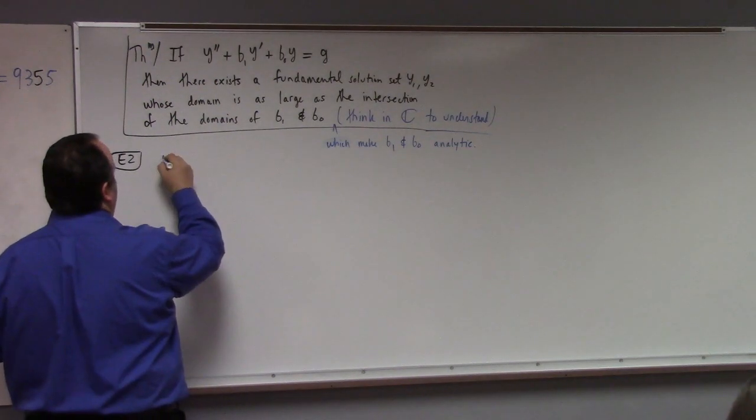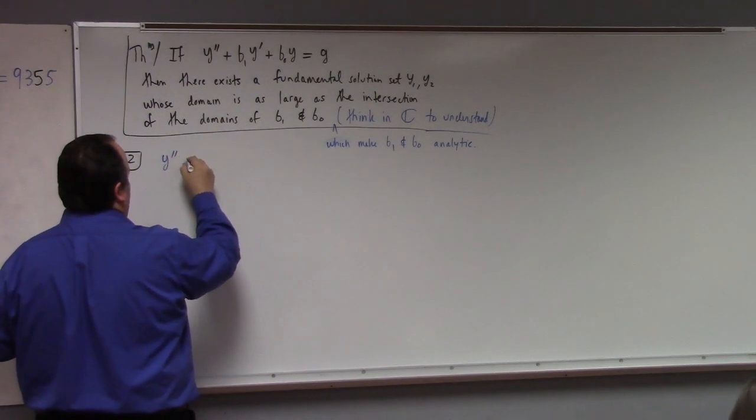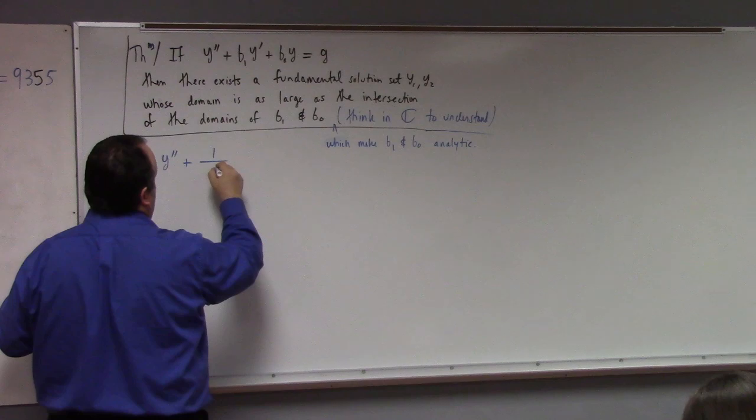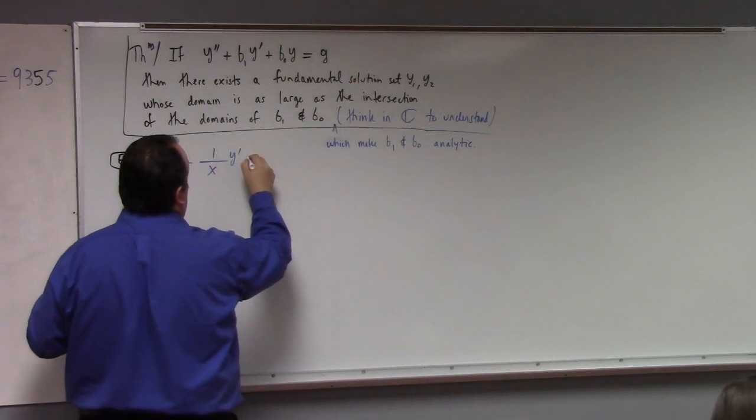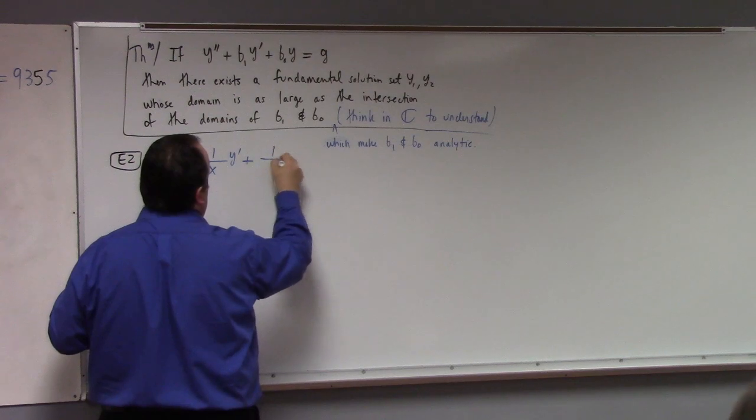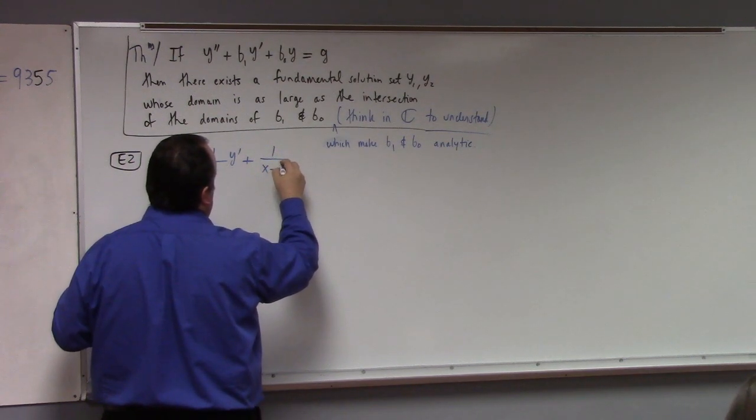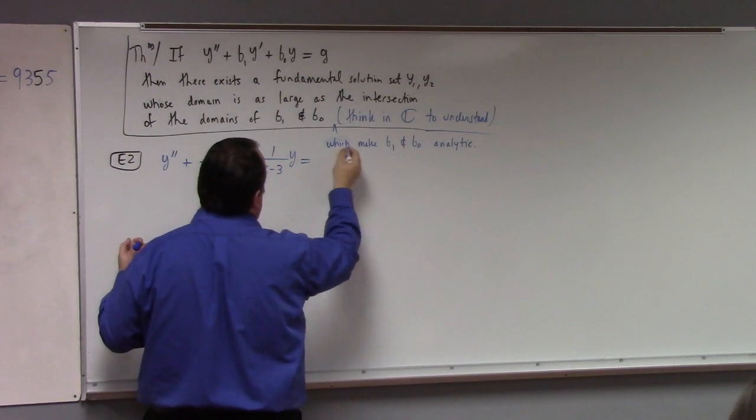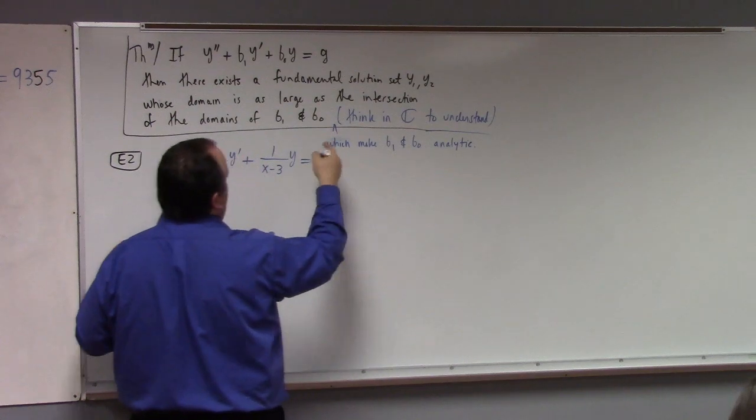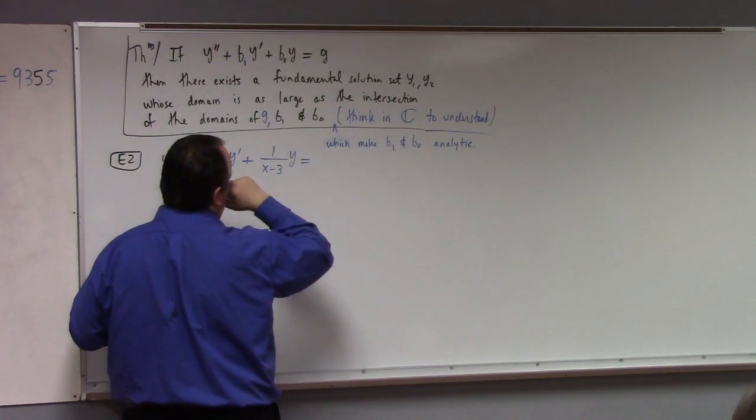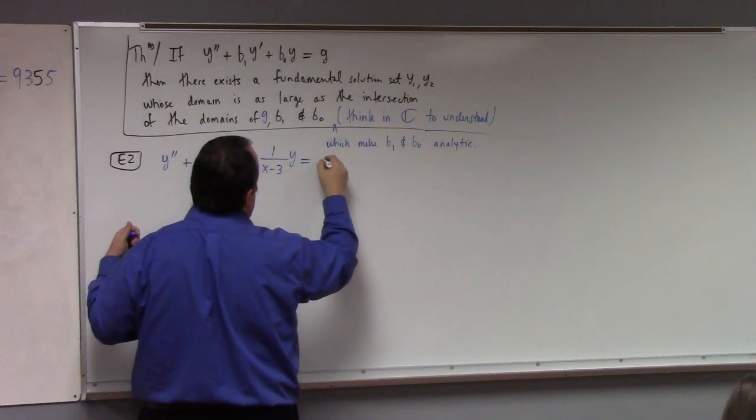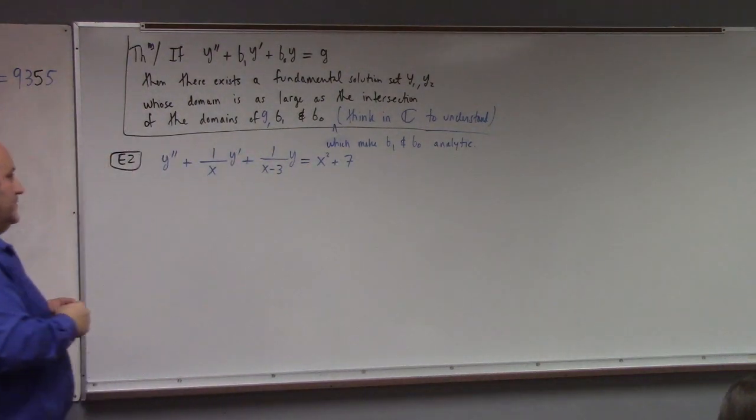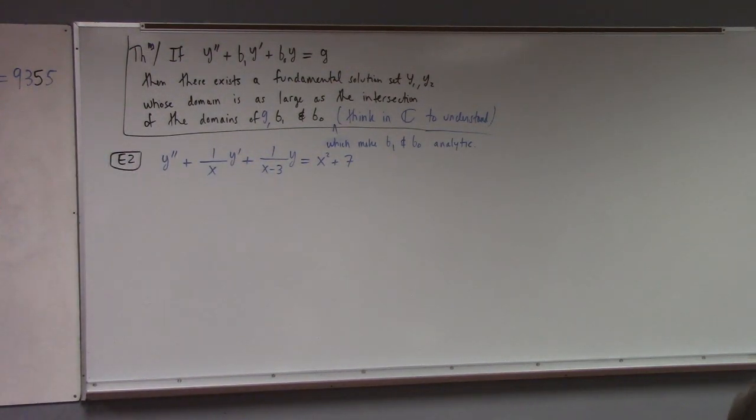So if I have, for instance, y prime prime, I'll keep it real to start with here. y prime prime plus 1 over x y prime plus, let's say, 1 over x minus 3 y equals, it doesn't really matter what we put over here. I guess the g does matter. My bad. But I'll just put x squared plus 7 here. There we go. All right, so I'm not going to say how to solve this problem just yet.